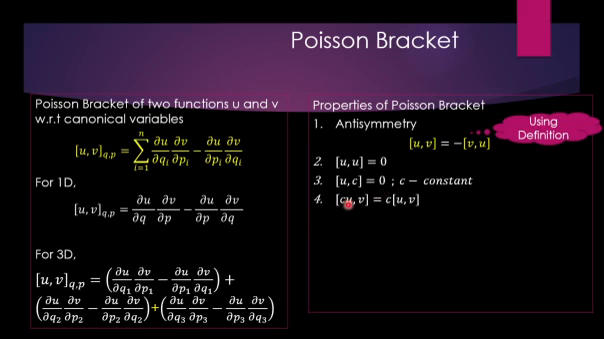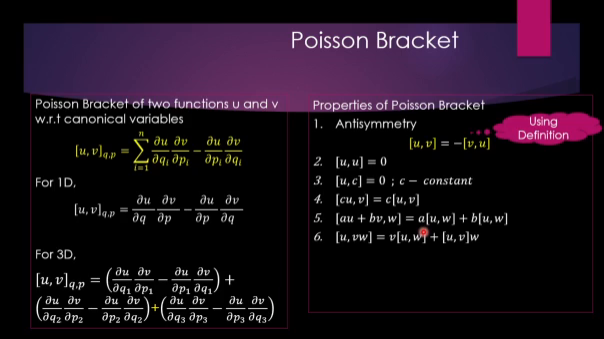Similarly you can see a constant into a function and the Poisson bracket with another function will give out a constant into the Poisson bracket of those two functions. And a similar thing, the distributive law: you can see a u plus b v, where a and b are constants, comma Poisson bracket with function w, will be equal to a into [u, w] plus b into [v, w]. So all these can be easily proved. You just have to apply the definition on both sides and show that they are equal.